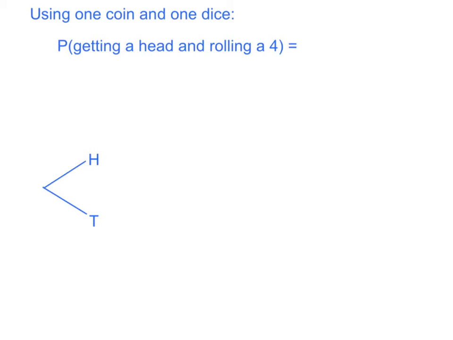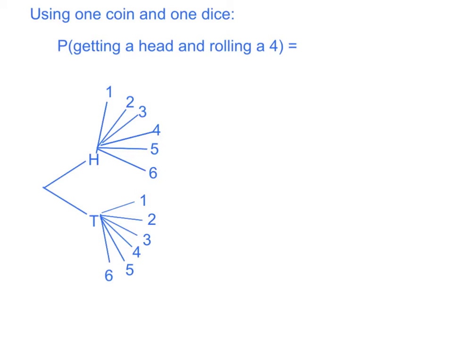Next, we can branch off more branches from the heads side because there are 6 possible outcomes for a 6-sided die. There's a 1, 2, 3, 4, 5, and 6. Similarly, for the tails side, we can also roll a 1, 2, 3, 4, 5, or 6. Now that we have our tree diagram set up, we can answer our question.